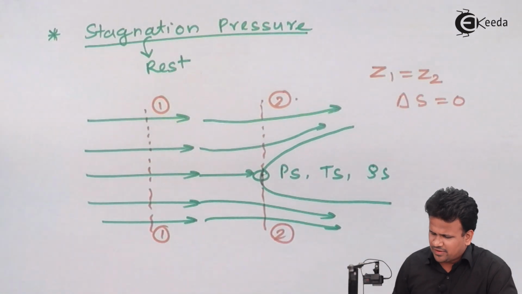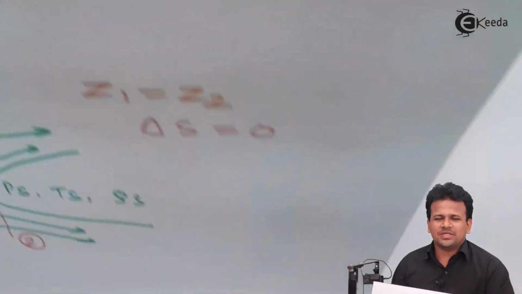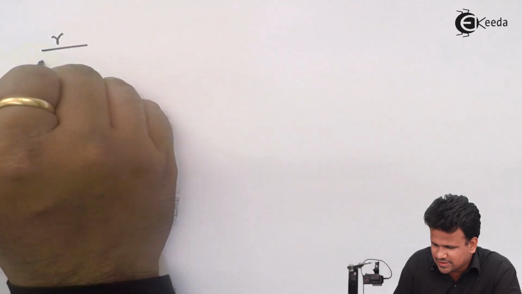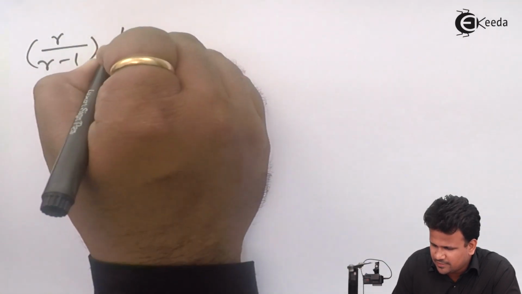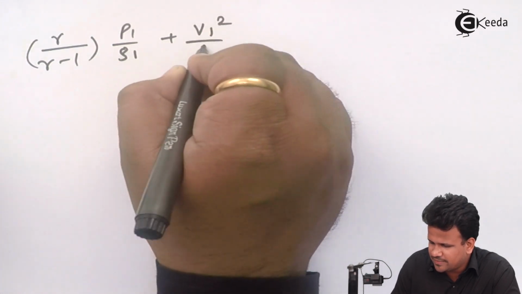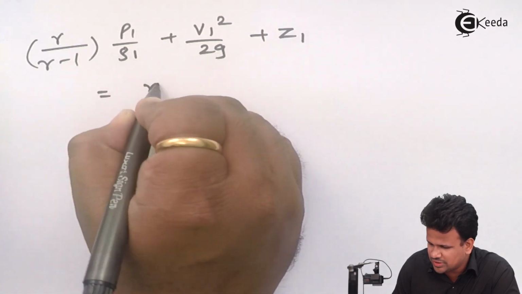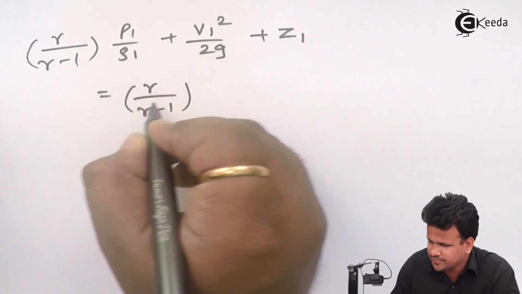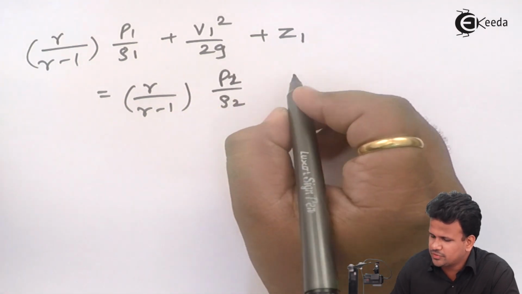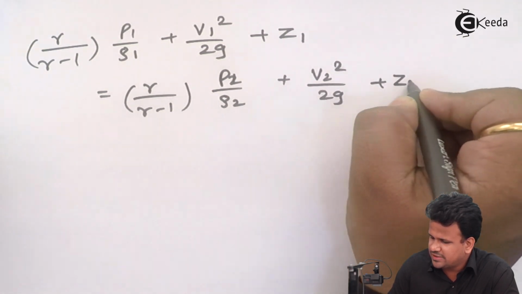So what do we get after applying Bernoulli's equation for an adiabatic process? We know that gamma upon gamma minus 1 into P1 upon rho 1 plus V1 square by 2g plus Z1 is equal to gamma upon gamma minus 1 into P2 upon rho 2 plus V2 square by 2g plus Z2.